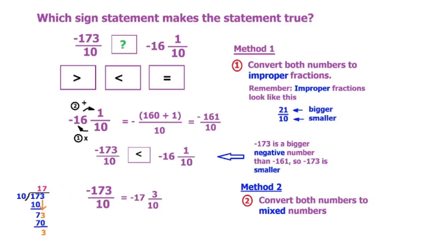Okay? So like we said, the correct answer for this is less than. So minus 173 over 10 is less than minus 16 and 1/10. Okay? So that's all there is to that problem.